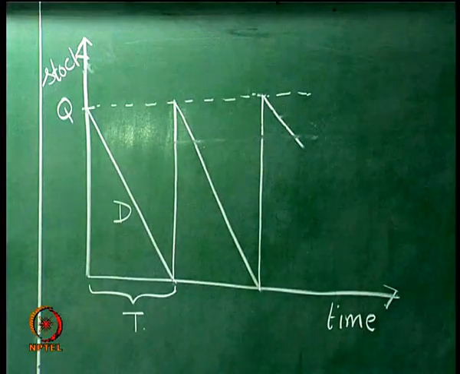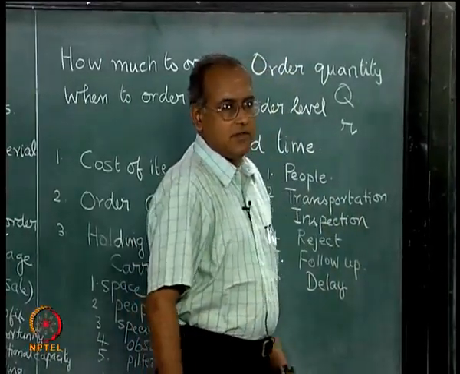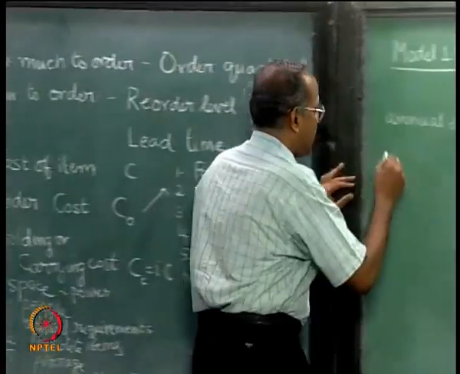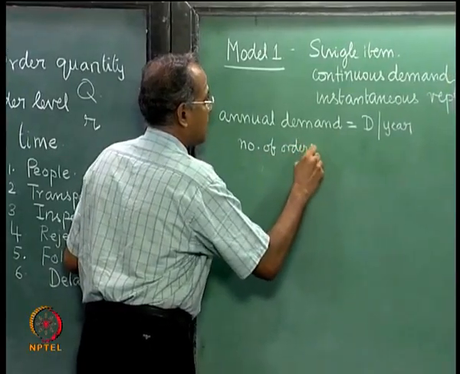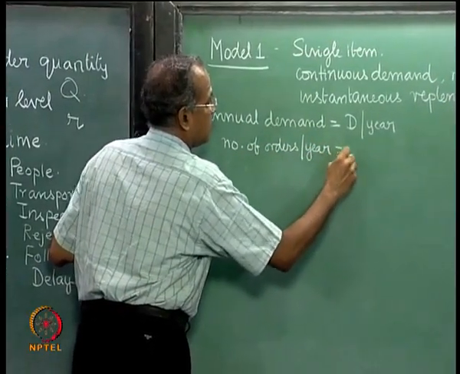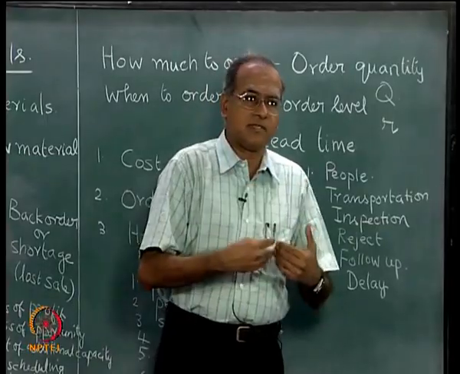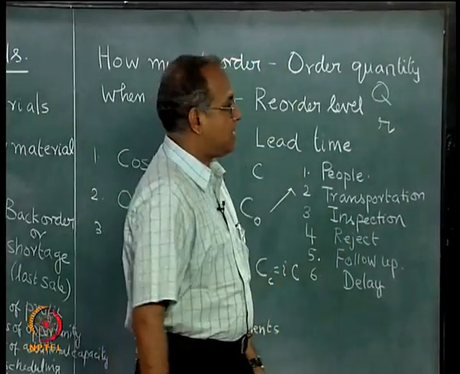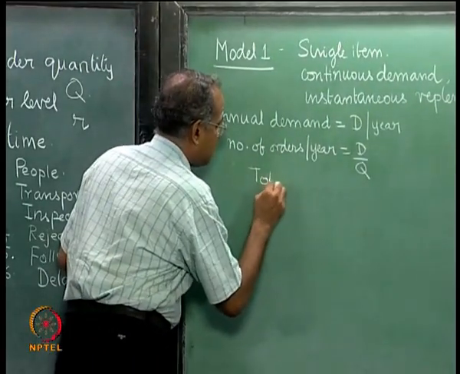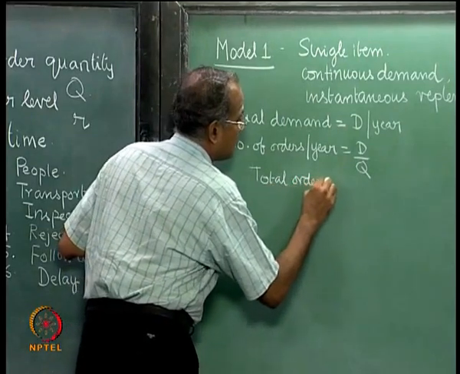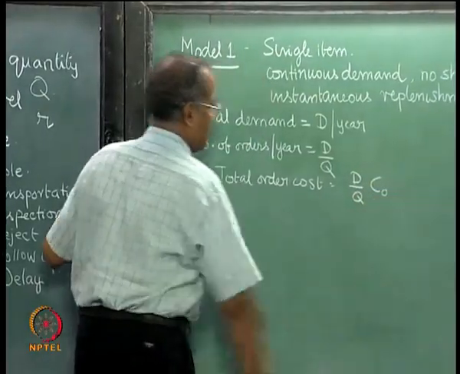Now let us derive a very simple formula to find out Q. Now every time we place an order, we order a quantity Q. So number of orders per year will be D by Q, because every time we place an order, we order for Q. Number of orders per year is D by Q. Total order cost is equal to D by Q into C naught.